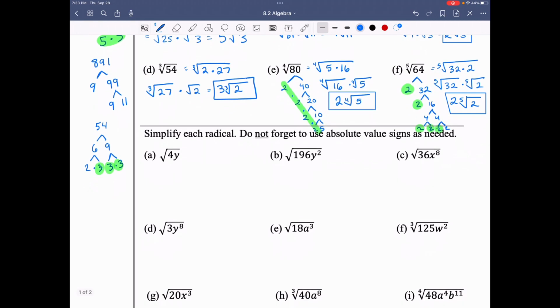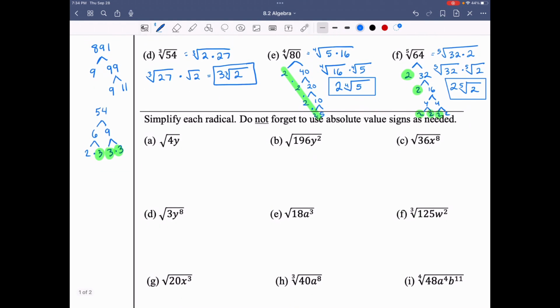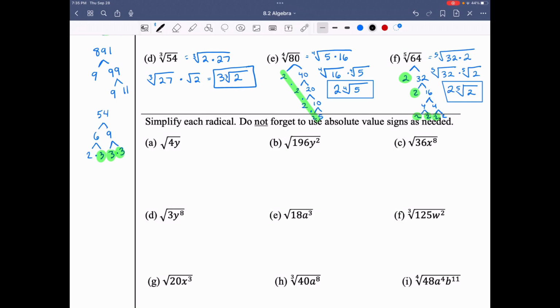Let's move on to the next part, where we have variables. For this section, it says simplify each radical and do not forget to use absolute value signs as needed. I'm not sure that we're going to need them yet, but in case. All right, so the square root of 4y is the same as the square root of 4 times the square root of y. I can take the square root of 4. The square root of 4 is 2, but we can't take the square root of y. So that's as far as it simplifies.